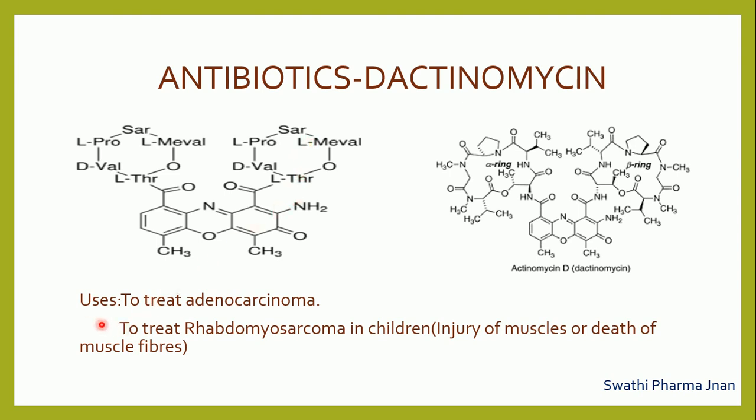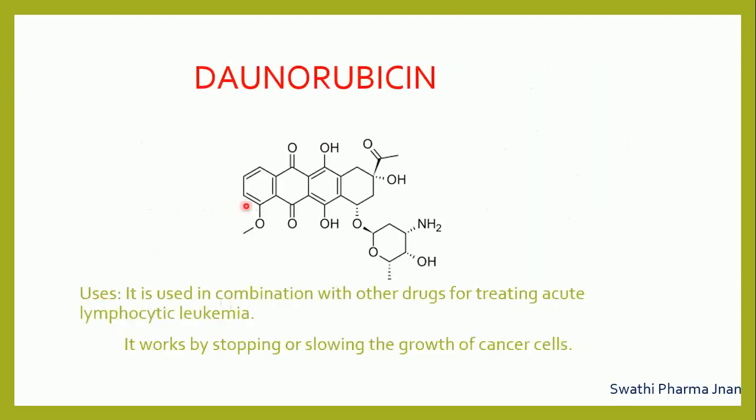What are the uses of dactinomycin? It is used to treat adenocarcinoma, and to treat rhabdomyosarcoma in children. What is rhabdomyosarcoma? Injury of the muscles or death of muscle fibers in children that will lead to cancer.